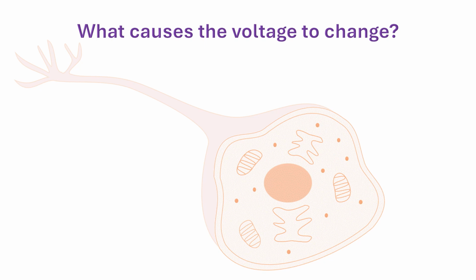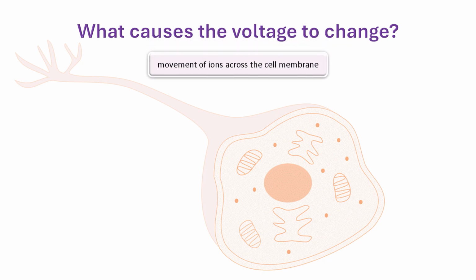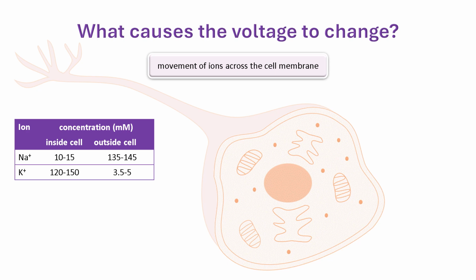So, what causes the membrane voltage to change? It results from the movement of charged ions across the cell membrane. Ions are not uniformly distributed across cell membranes. For example, the sodium ion concentration is at least tenfold higher outside the cell compared with inside. That creates a large driving force trying to move sodium ions from the outside to the inside of the cell to even out the concentration.